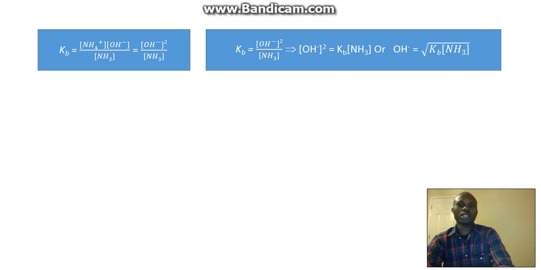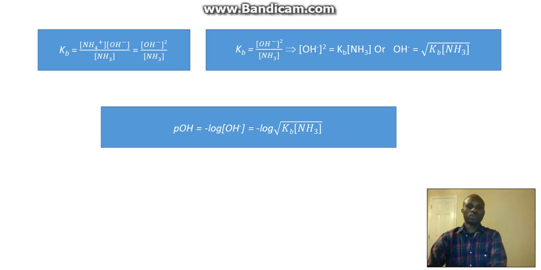It's like what we did with acid. We found that H plus is given by Ka times the concentration of a weak acid. In this case, OH minus is given by Kb times the concentration of a weak base, but you put them in the square root. So coming back, pOH is equal to the negative logarithm of OH. If you put a negative log here, you also need to put a negative log here, which is equal to negative log of the square root of Kb times the concentration of the base.